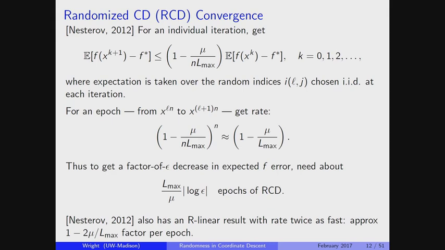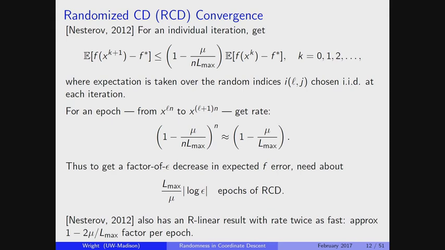So it depends on the smallest eigenvalue mu, it depends on n, the dimension, and it depends on L max. So if you look at what happens over one epoch, if you just aggregate that n times, take that quantity to the power n, you get approximately this, provided mu over L max is small. So if you convert that into some sort of expected iteration complexity, how many iterations do you need to get a factor of epsilon decrease in the function, it's about L max over mu times log epsilon. So that's how many epochs of randomized coordinate descent you need.